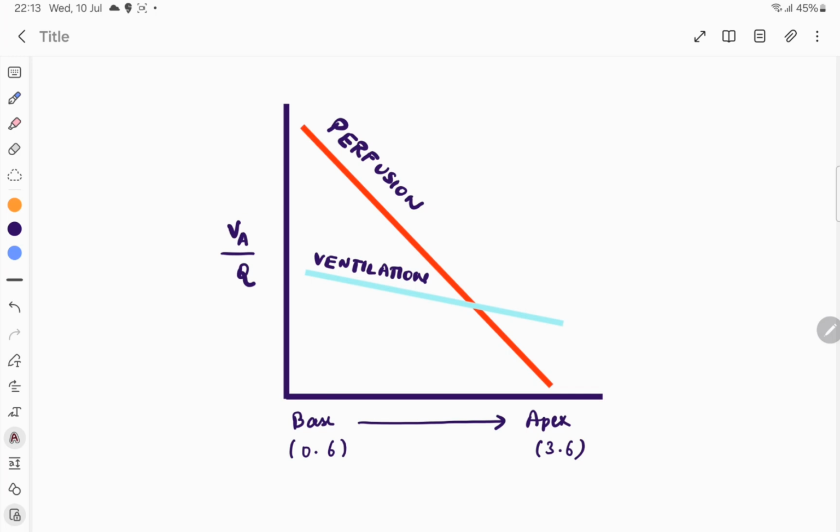Here we can see the variation in the difference between the perfusion and ventilation at the base and the apex. Compared to the apex, the base is both well perfused and ventilated, but perfusion is higher than ventilation. But at the apex, ventilation is higher than the perfusion. But both of them are comparatively lower than at the base.